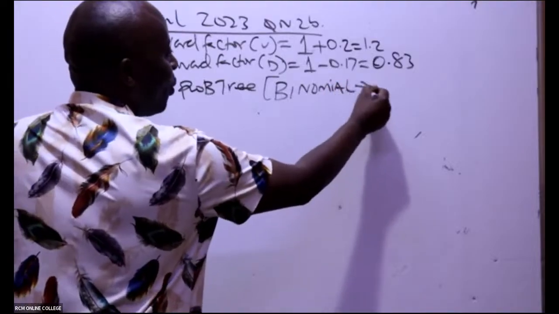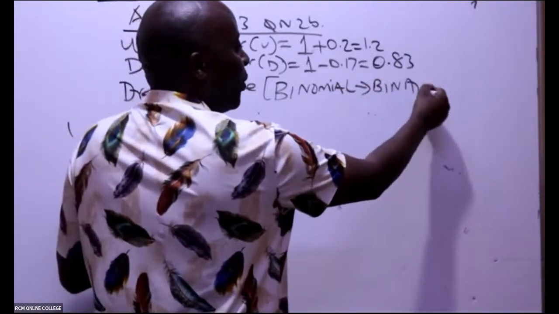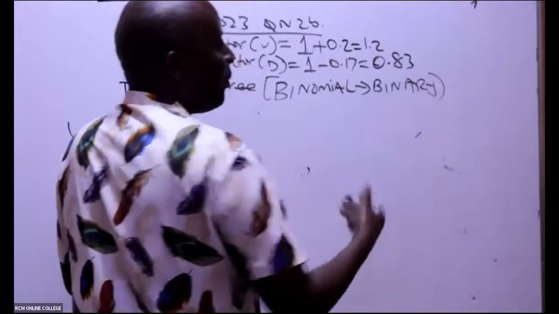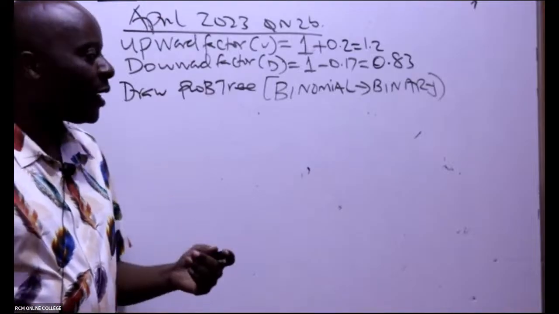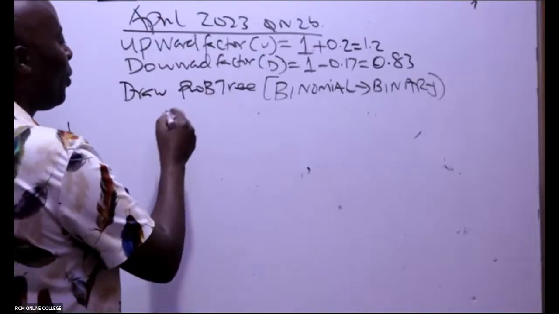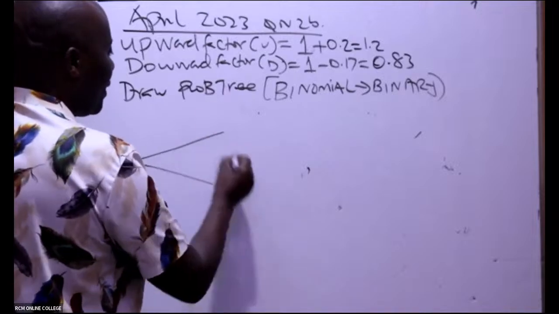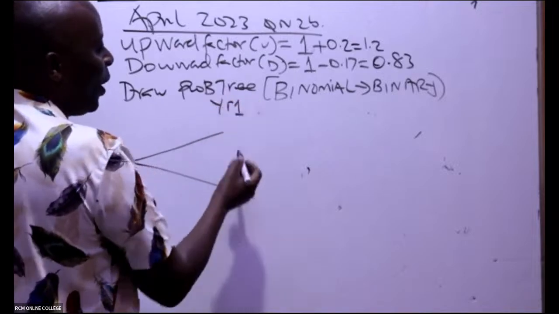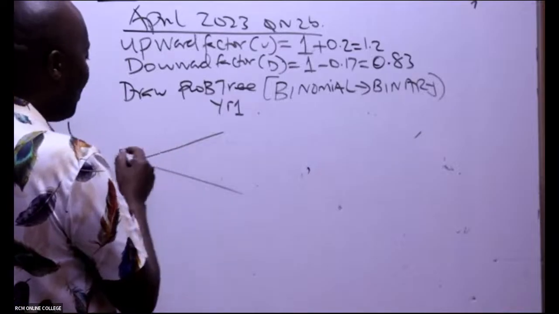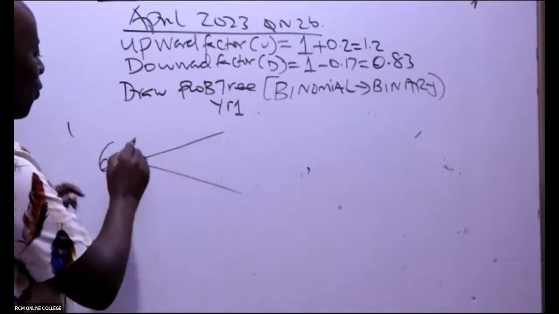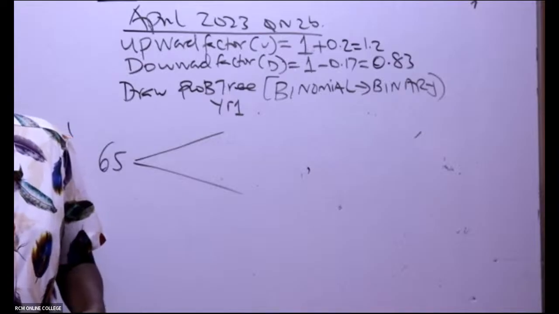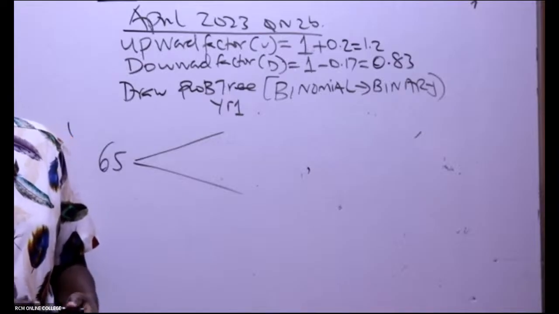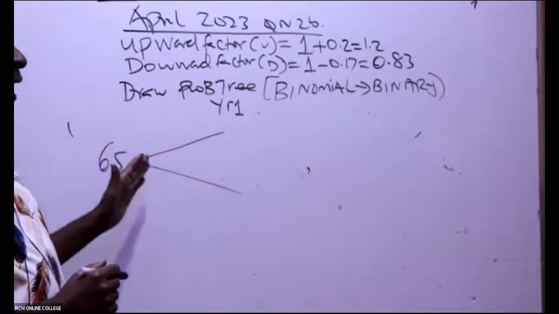Remember binomial, your examiner at times will use the word binary. When you were in Form 2, most of us were calling it by twos, isn't it? All right? So in this case, ladies and gentlemen, we shall draw something like that. So this is year 1. Remember we are starting this exercise from 65.